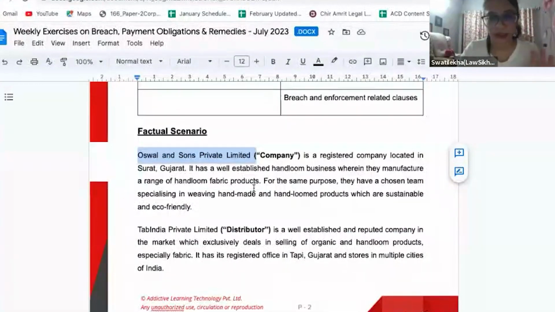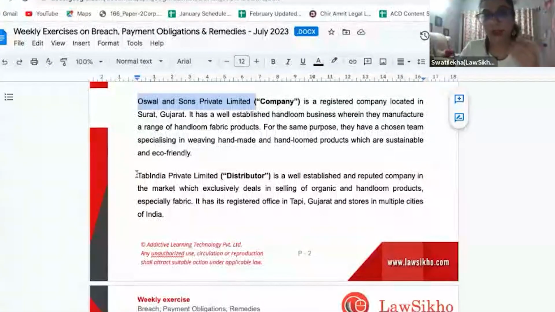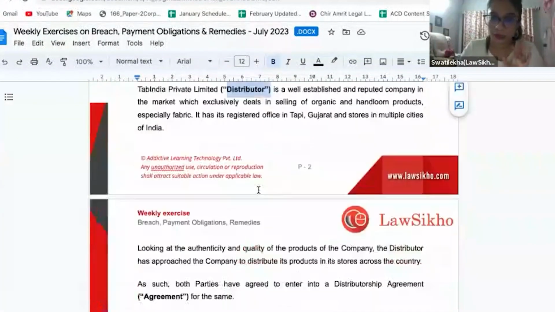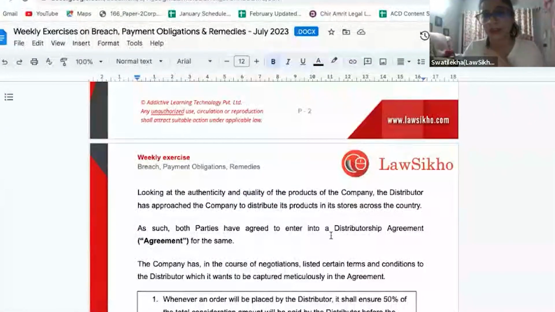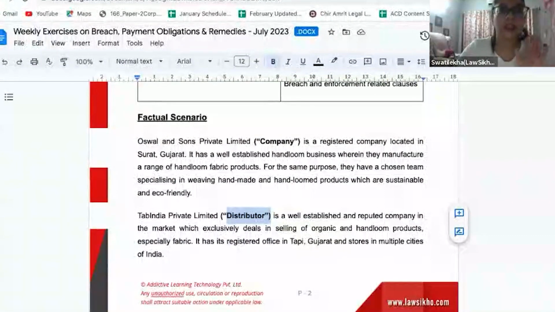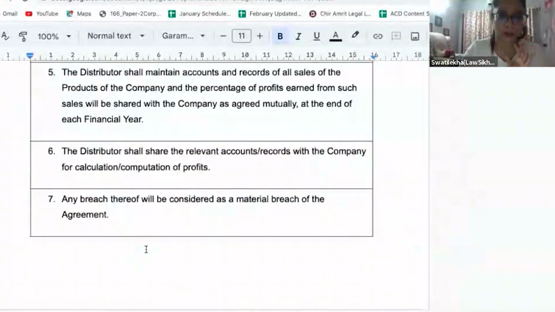Everybody does it. Like, Tab India Private Limited is the Distributor. Again, it has been defined as the Distributor. So wherever I am referring to Tab India Private Limited, I am going to refer to it as Distributor, with D capital. Okay? And the entire distributorship agreement has been defined as Agreement, A capital, throughout the document. So now I understood the parties and the defined terms here. Now I will start drafting it. Okay?